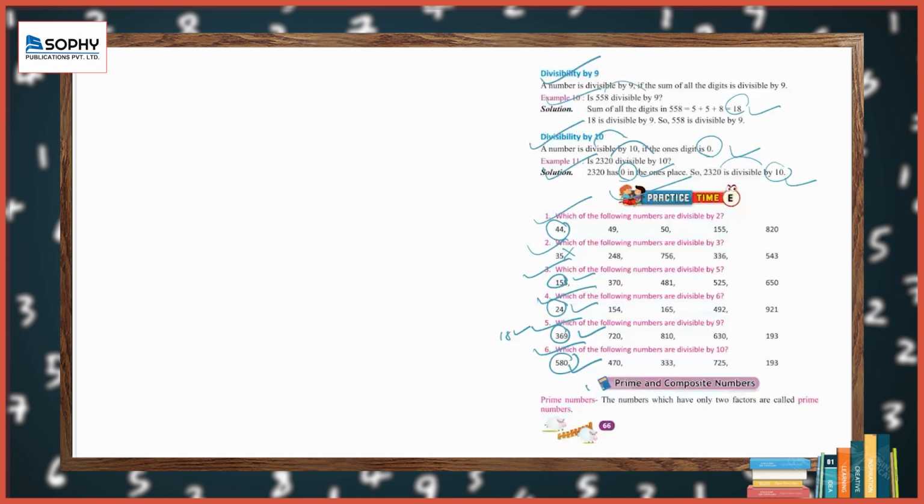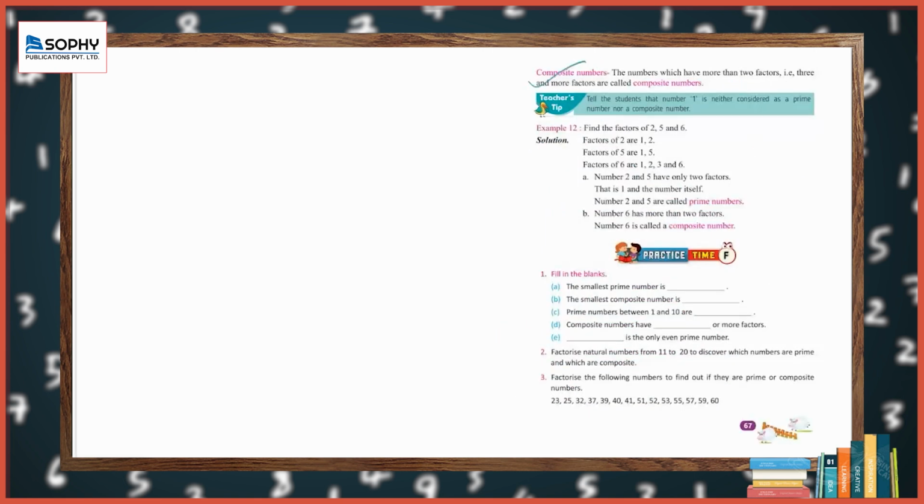Now let's look at the prime and composite numbers. Prime numbers are the numbers which have only 2 factors, students. Composite numbers are the numbers which have more than 2 factors, students. So numbers with 3 or more factors are called composite numbers.